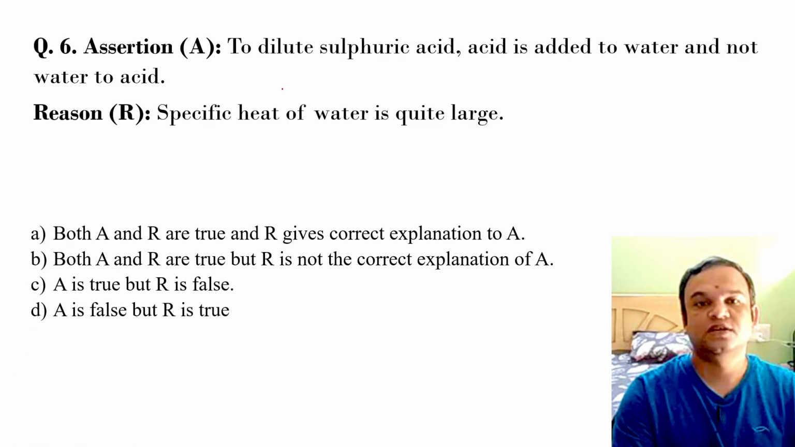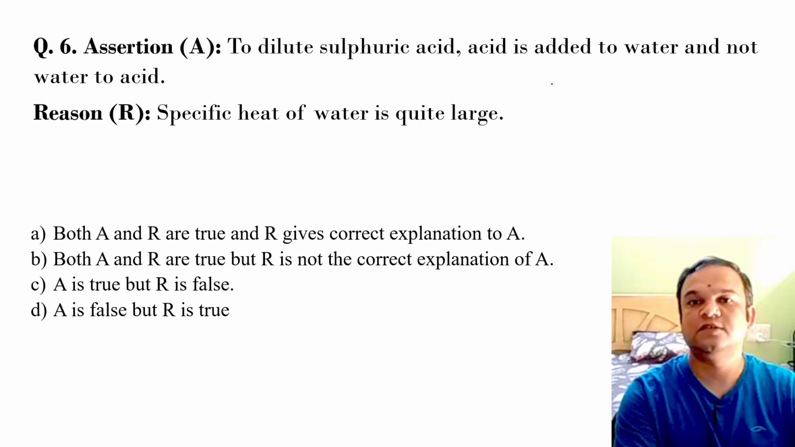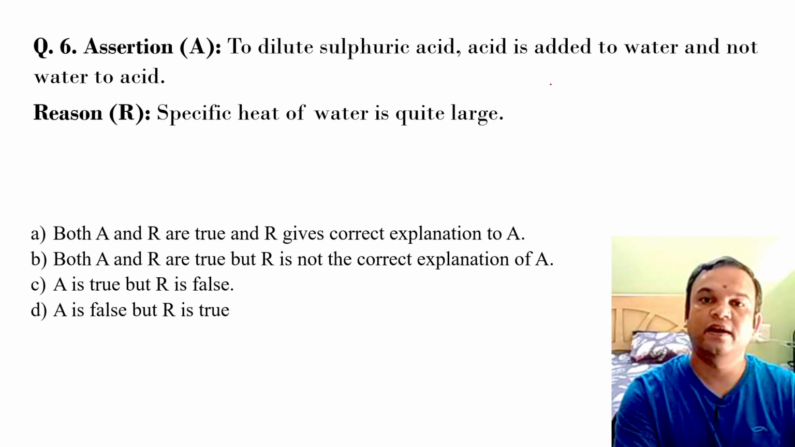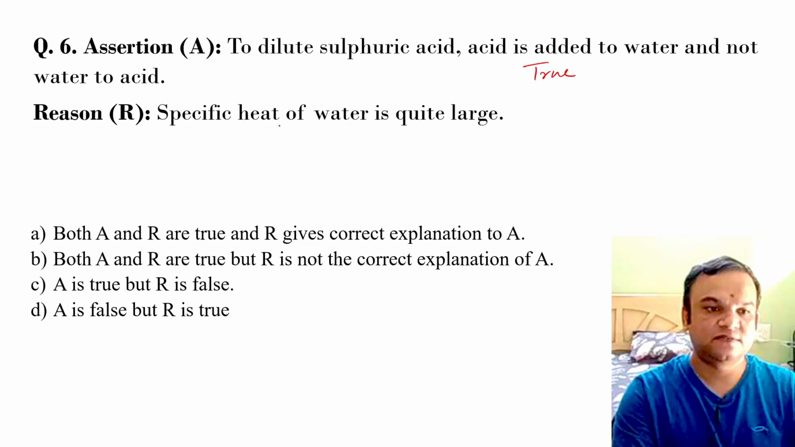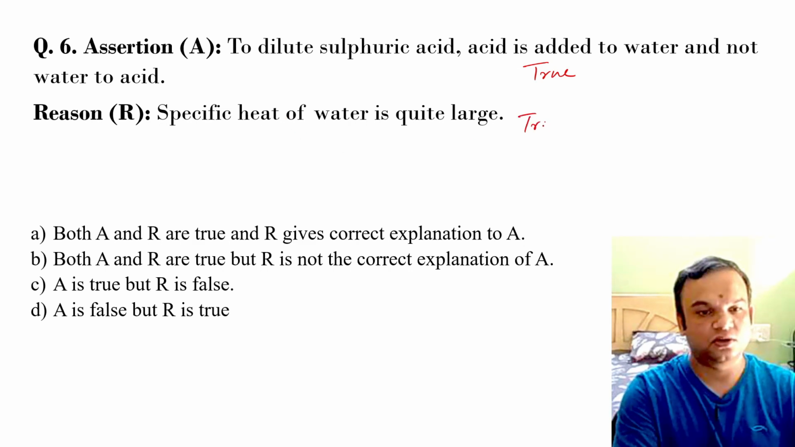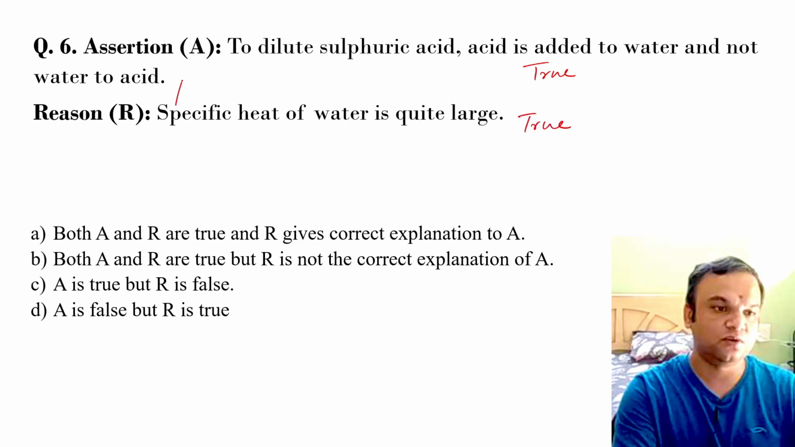In the next question, assertion states that to dilute sulfuric acid, acid is added to water and not water to acid. Students, it is a very correct statement, because whenever we add water to acid, because of the high specific heat of the water, it may result in the bursting of the test tube, or it may result in the spilling of the acid onto our hands and cause severe burns. And that is why we should always add acid to the water. Reason states that specific heat of water is quite large, and that is a true statement, and it is giving the explanation to assertion, and that is why option A will be the correct answer.